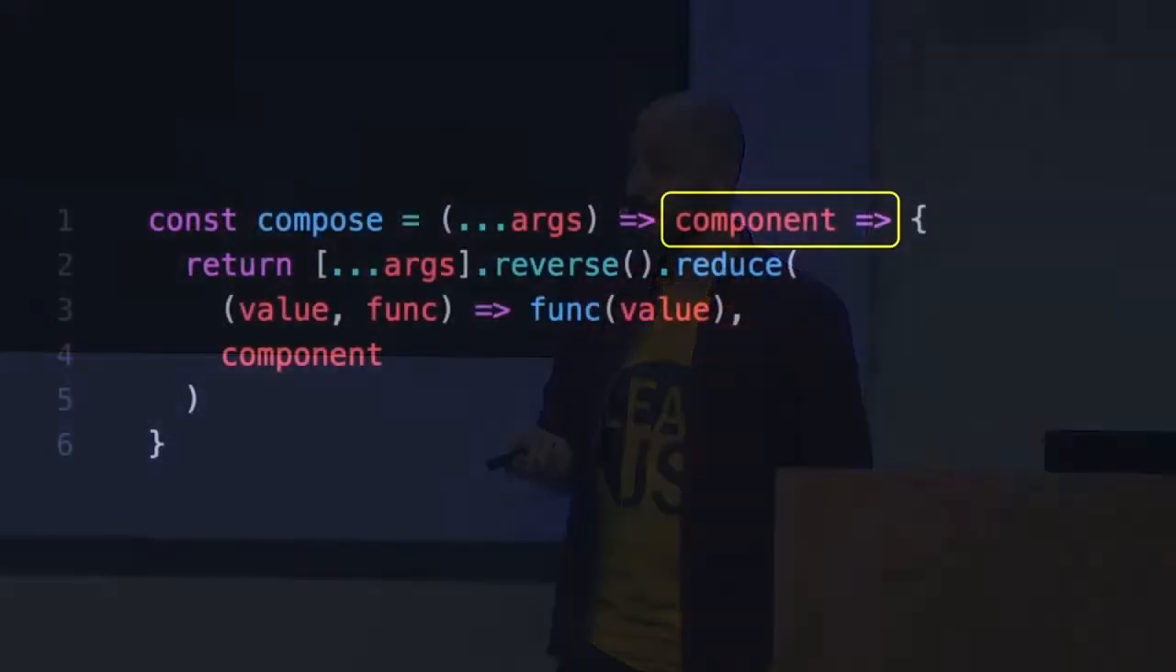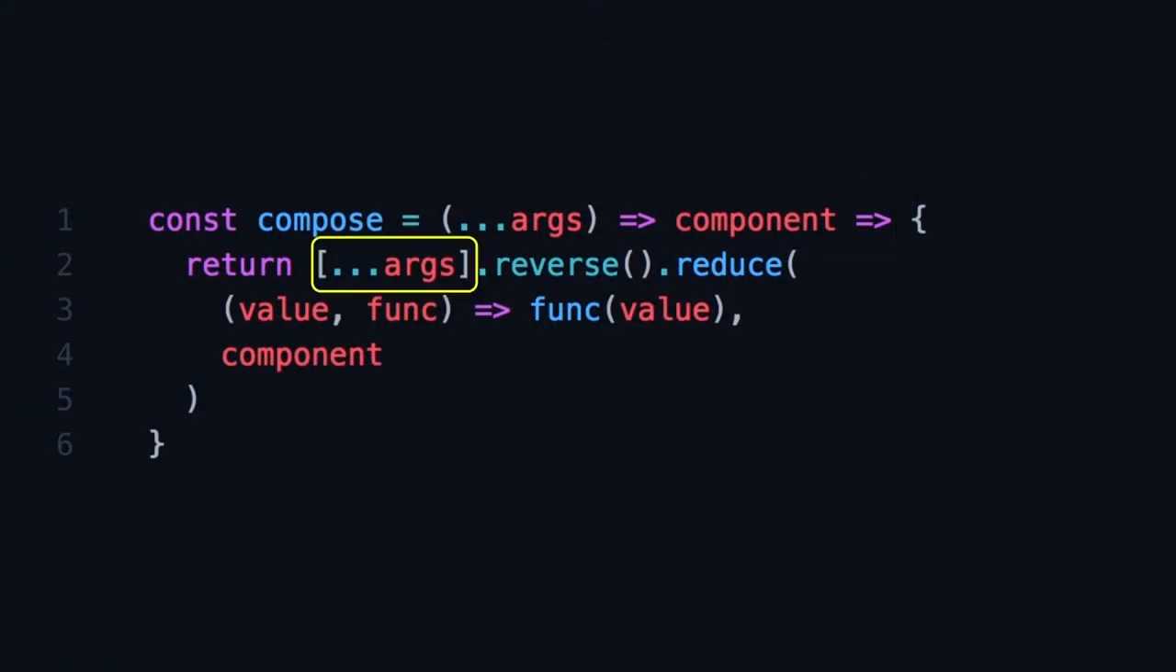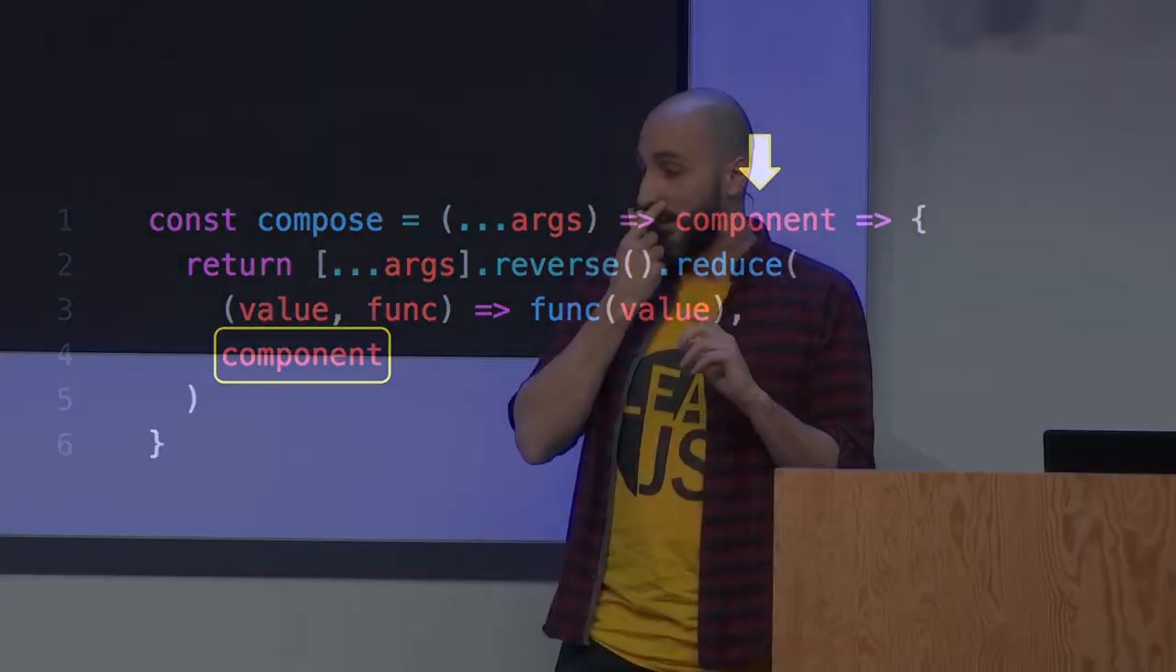Here is the first function that gets the arguments, the higher order components. Here's the component that you want to enhance. What I'm doing is cloning the list, because I want to reverse it. In composition, it goes from right to left. Then I reduce. In the accumulator, I start with the component that I want to enhance, and for every iteration I get the accumulated higher order function, I call it, return, and so on.